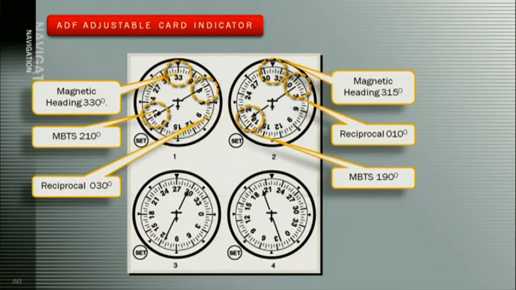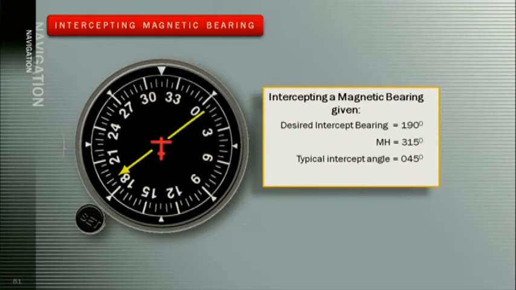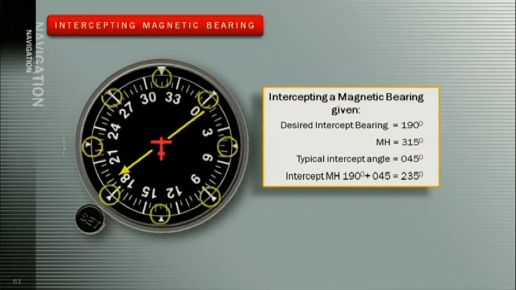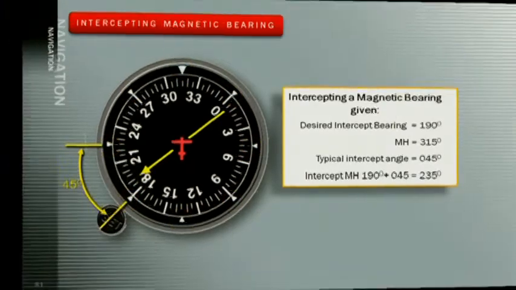Now here is how to intercept a magnetic bearing. The desired bearing is 190 degrees. The magnetic heading is 315 degrees. The typical intercept angle is 45 degrees. So the intercept magnetic heading equals 190 degrees plus 45 degrees, which comes to 235 degrees. Note the markers on the ADF face. They're spaced every 45 degrees.